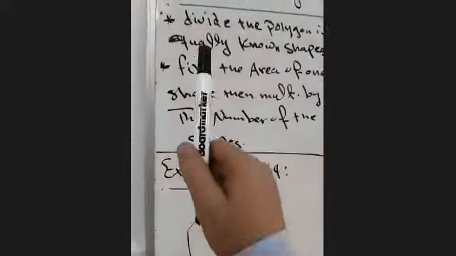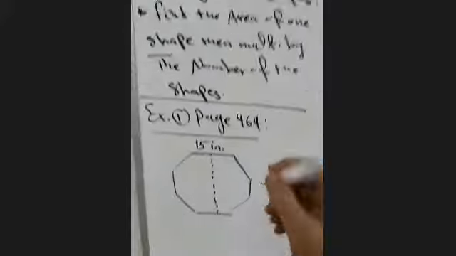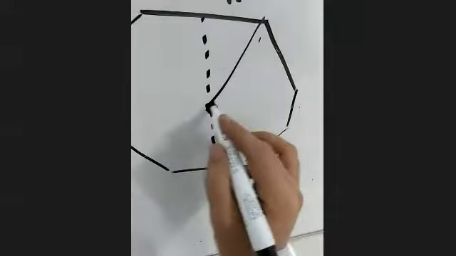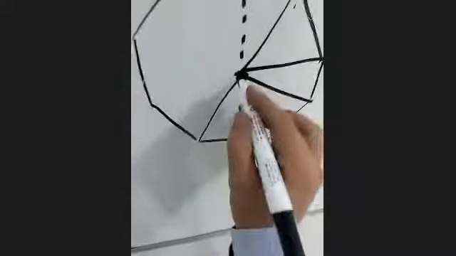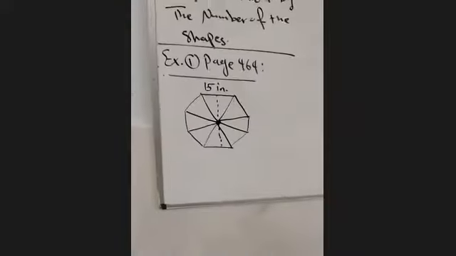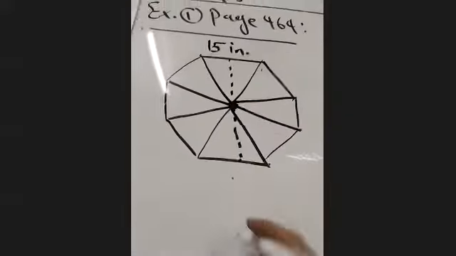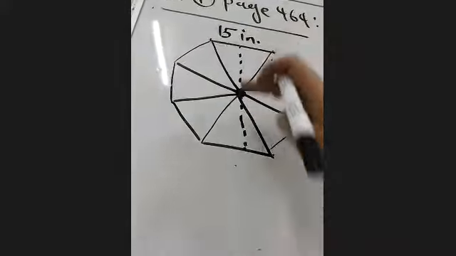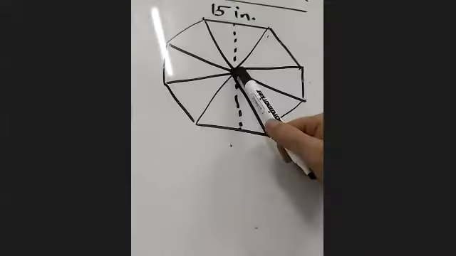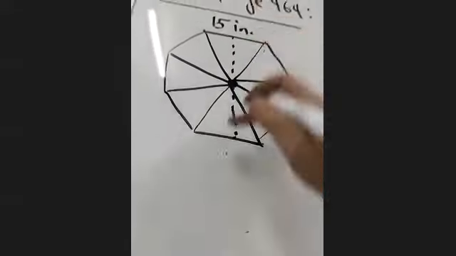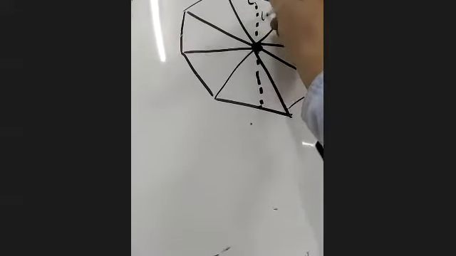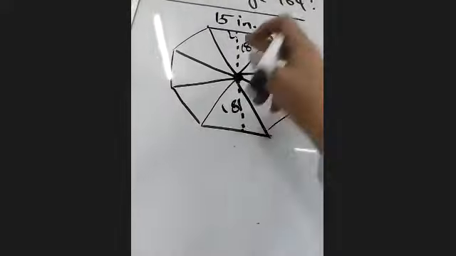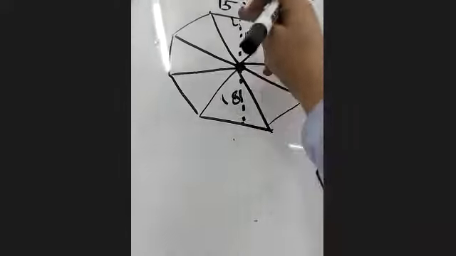Now, let's apply these steps. Divide the polygon into equally known shapes. So here I will divide the polygon as they did in the book, into triangles. Now, the question said each side length is 15, and the distance between the parallel sides is 36. The center should be at the middle, means if the whole is 36, then here it is 18, and here it is 18 also, the height.